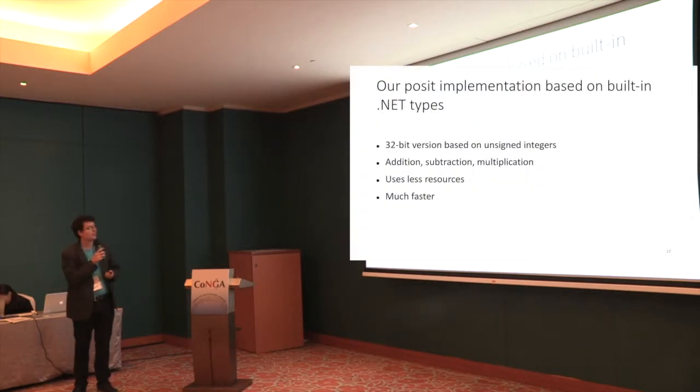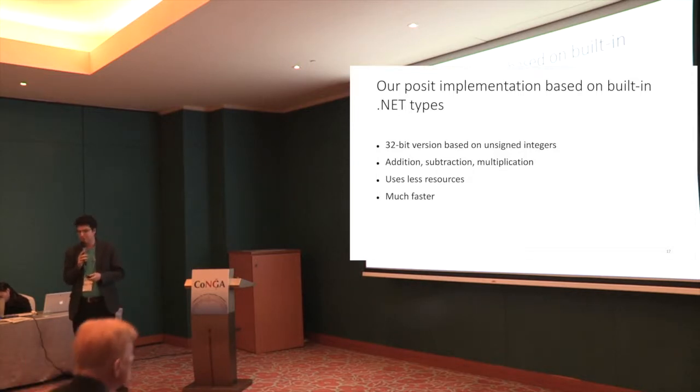Basically, that's why we started out with our fixed size 32-bit version, which is based on the built-in .NET type, namely unsigned integers. And we got a little further with that, so it got addition, subtraction, and multiplication working. And it uses significantly less resources and is much faster because of ditching the bit masks.